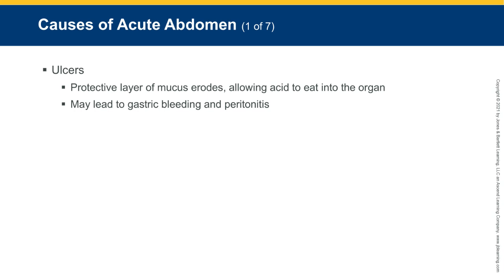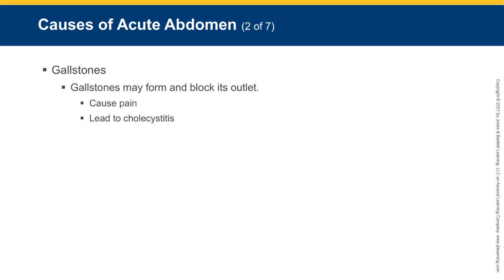Ulcers occur when the protective mucus lining of the stomach erodes, allowing stomach acid to damage the organ. This can lead to bleeding and peritonitis, requiring urgent medical intervention. Gallstones are hardened deposits in the gallbladder that can block the bile duct, causing severe pain and leading to cholecystitis. If untreated, it may result in infection and inflammation, requiring surgical intervention.